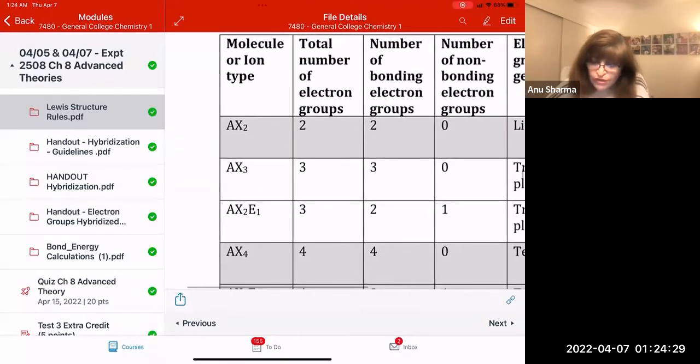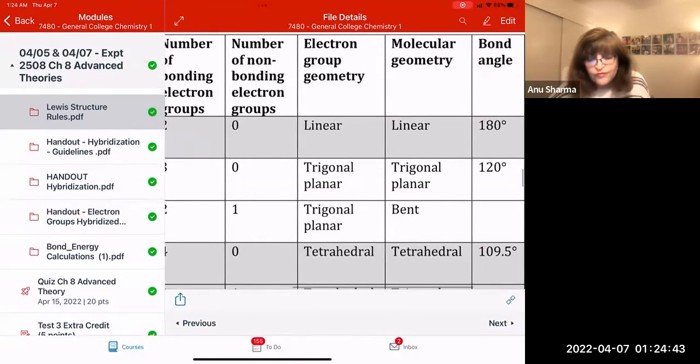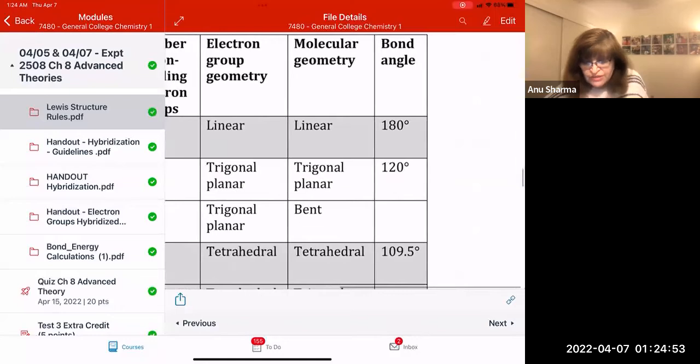Now, the total number of electron groups, we already calculated, was 4. Then the number of bonding electron groups, in other words, the number of atoms it's bonded to, is 4. Then the number of non-bonding electron groups, in other words, are there any lone pairs? No lone pairs on the central atom, carbon, so 0. Then the electron group geometry is tetrahedral.